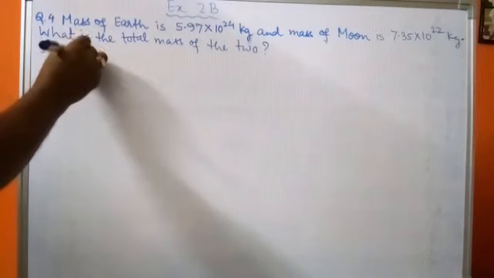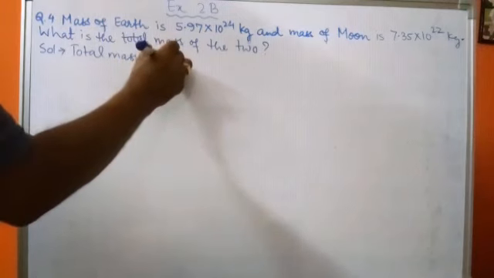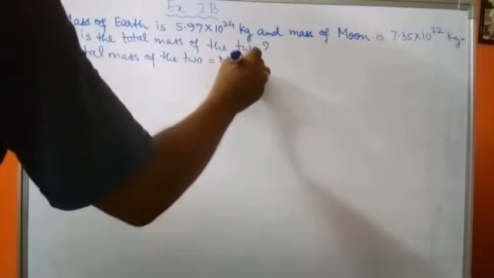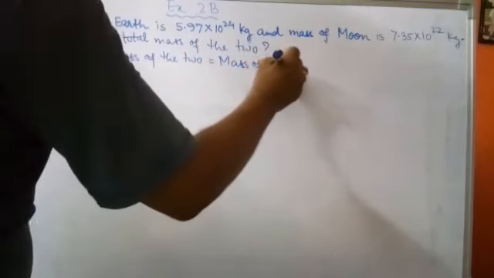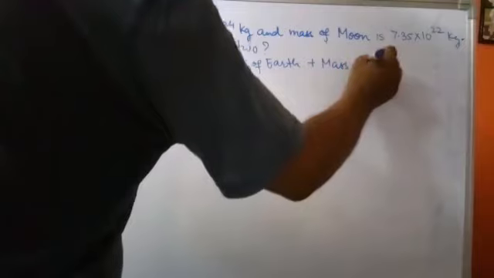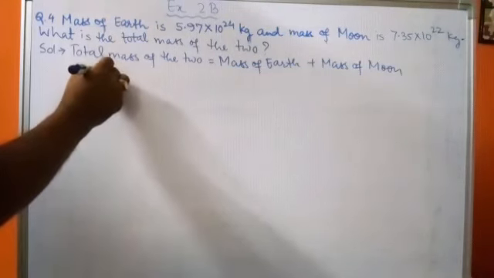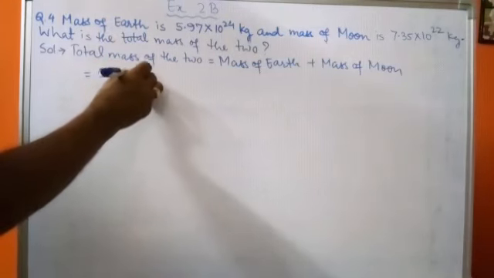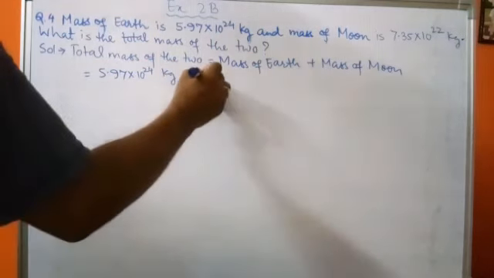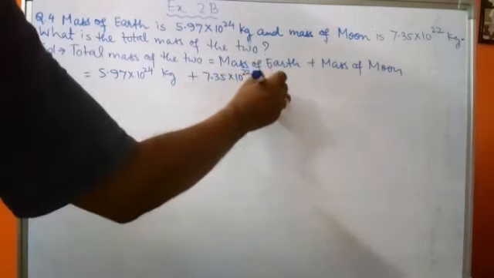Hence, total mass of the two equals mass of Earth plus mass of Moon, equals 5.97 into 10 to the power 24 kg plus 7.35 into 10 to the power 22 kg.